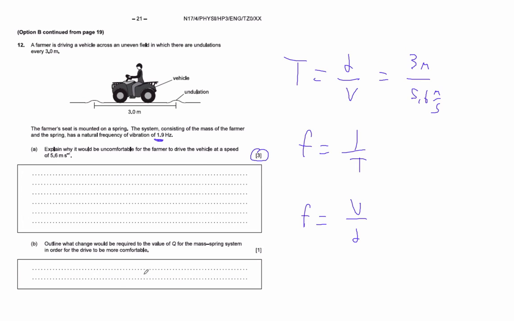Outline what change would be required to the Q value of the mass spring system in order for the drive to be more comfortable. Well, decide whether you want more damping or less damping, right? I think that's obvious. And then decide what do you do to Q, right? So say you're increasing the damping, right? What's happening to the Q factor? Are you increasing or decreasing the Q factor? Okay. Anyway, I think you can answer that.